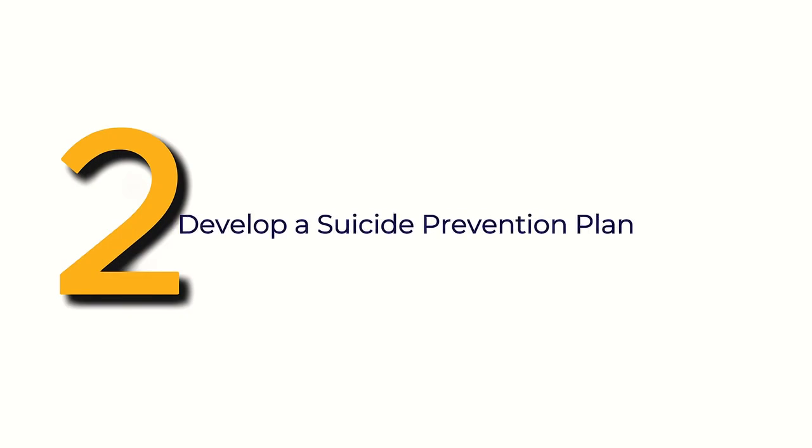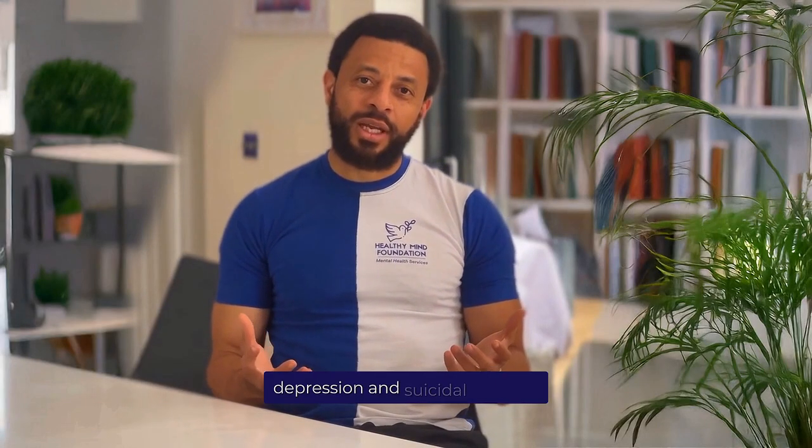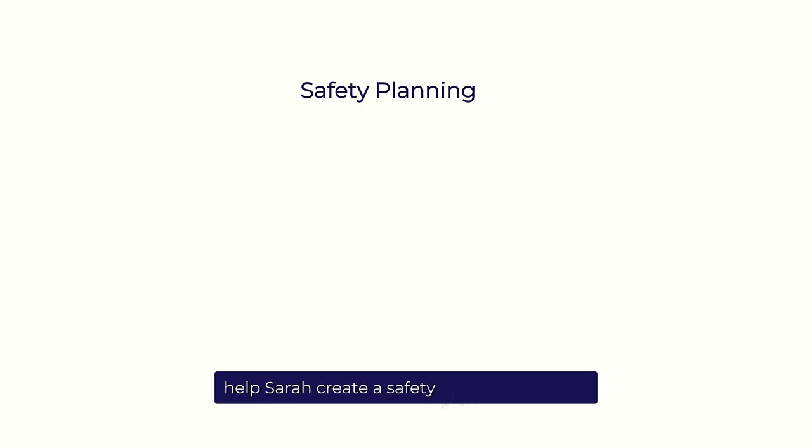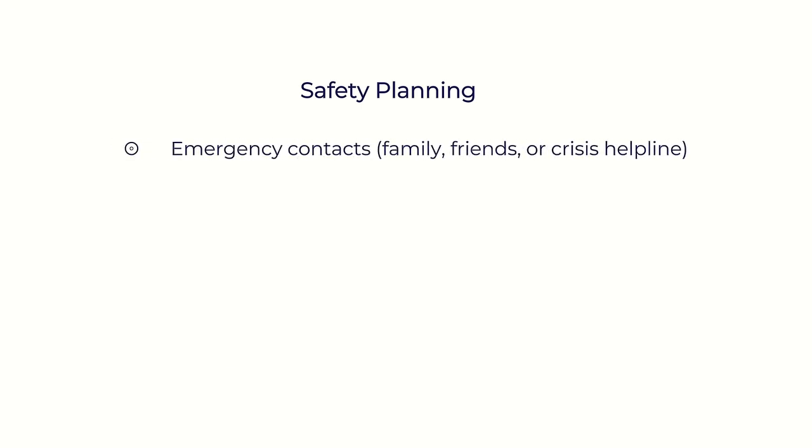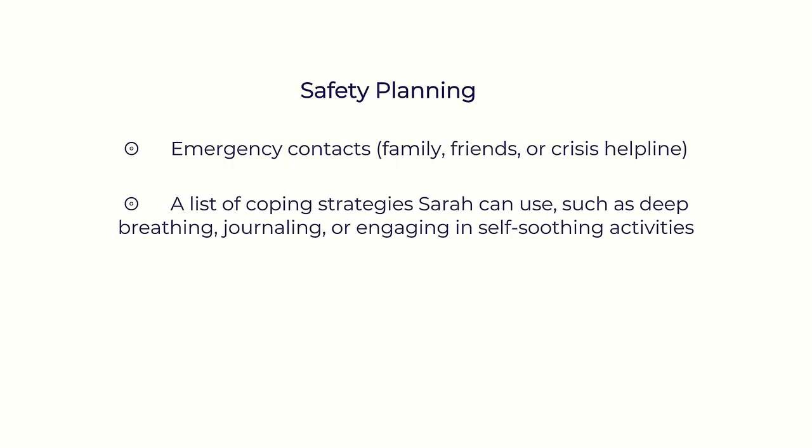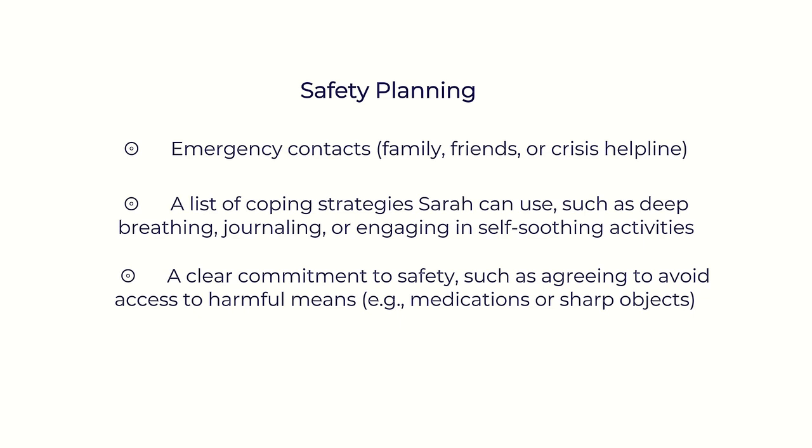Step 2. Develop the suicide prevention plan. Given Sarah's chronic depression and suicidal ideation, we would develop a comprehensive suicide prevention plan. Safety planning. Help Sarah create a safety plan that includes emergency contacts, family, friends, or a crisis helpline. A list of coping strategies Sarah can use, such as deep breathing, journaling, or engaging in self-soothing activities. A clear commitment to safety, such as agreeing to avoid access to harmful means, e.g., medications or sharp objects.